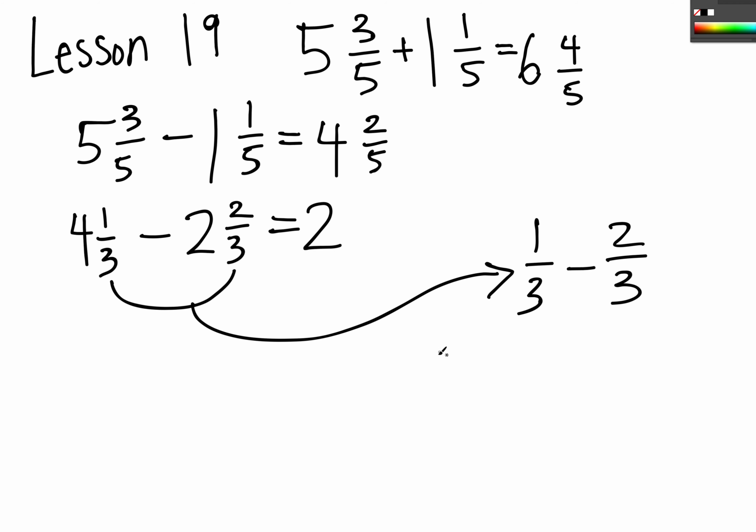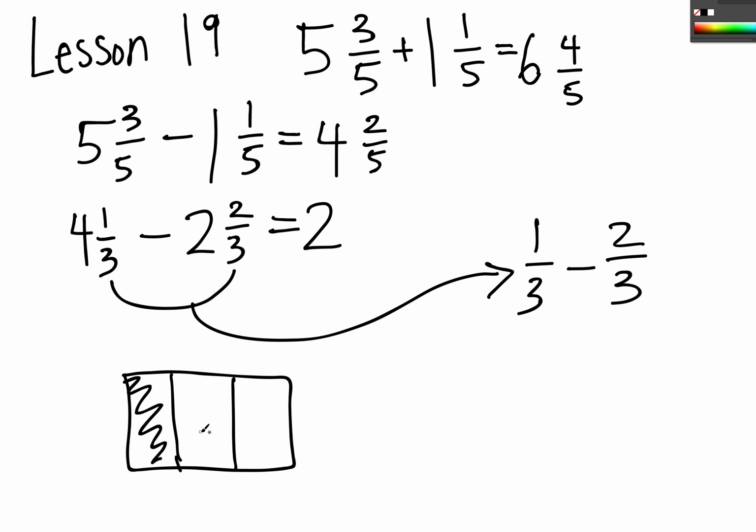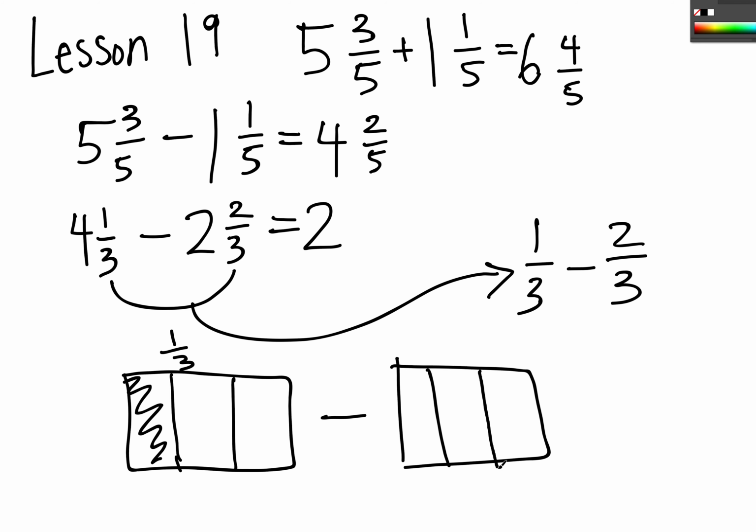Let's see. So I'm going to draw a box that has thirds in it. And I'm going to determine that I have 1/3. So this is my 1/3. And now I need to be able to subtract 2/3. And 2/3 would be this box and this box. So can I subtract these two? This is 1, this is 2. Can I subtract that from this one where I only have 1? That's not going to work.